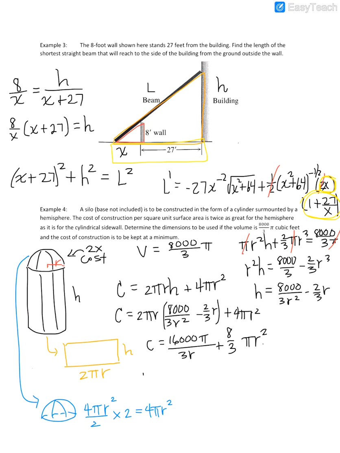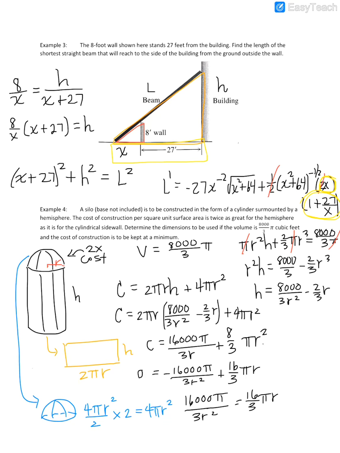Okay, I'm ready to try to minimize my cost. So to do that, I'm going to do my derivative of the cost and set it equal to 0. So the first part, I want to think of it as 16,000 pi over 3, and then r to the -1. So this would give me negative 16,000 pi over 3r squared, right? The -1 becomes a -2, which means down the bottom, plus 16/3 pi r. Okay, I am setting this equal to 0. So now I'm going to add over the 16,000 pi over 3r squared. 16,000 pi over 3r squared equals 16/3 pi r.